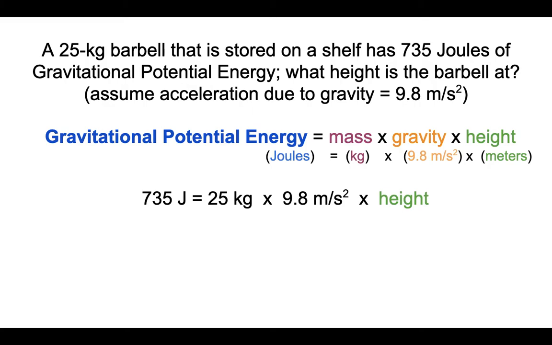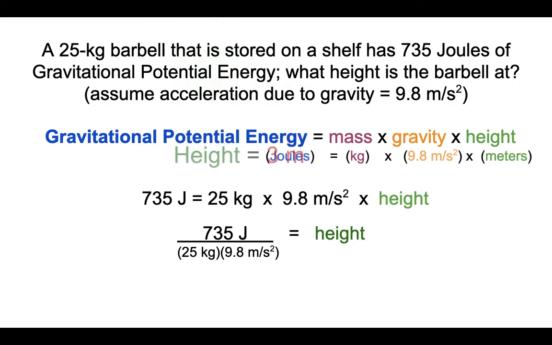And so we have to do our math a little differently this time. This time, I have to set it up just as you see on the screen. Then in order to solve for my height, I'm going to have to take 735 joules and divide that by 25 kilograms and divide that by 9.8 meters per second squared. That way I get the height by itself. I have to do a little algebra. When I do that, taking 735 divided by 25 divided by 9.8, I get a height of 3 meters.